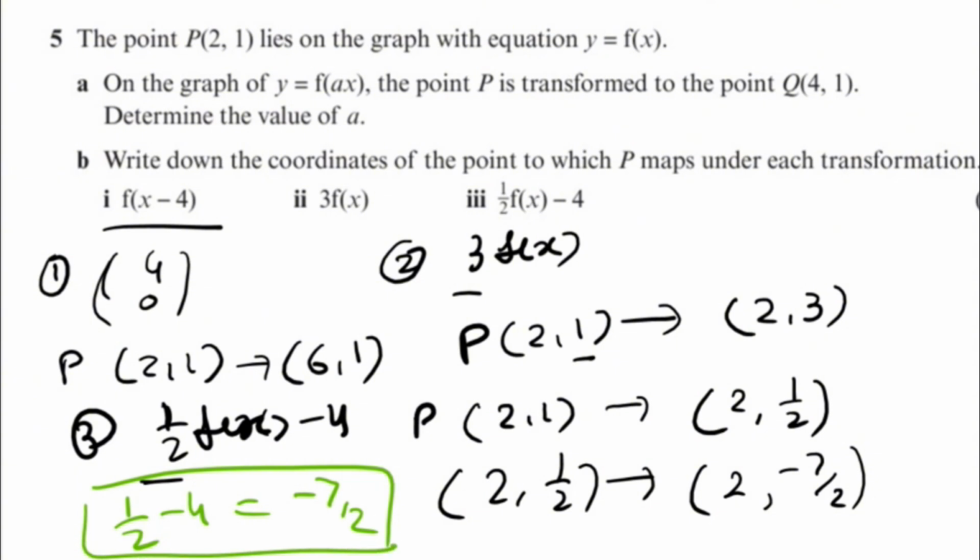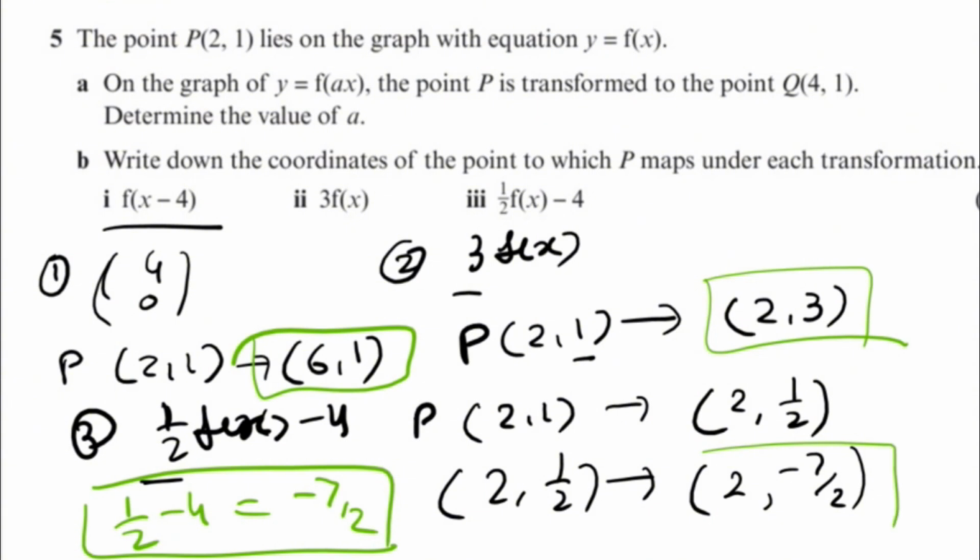The transformation for the first function, we are getting (6, 1). The second function, we are getting (2, 3). And the third function, after two transformations, we are getting (2, -7/2).